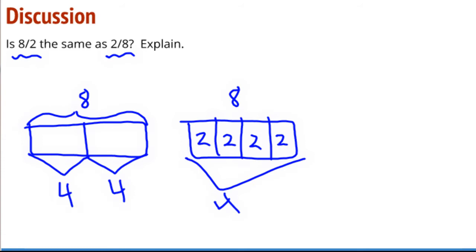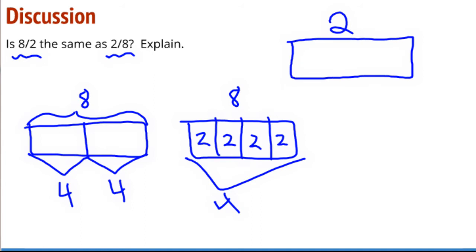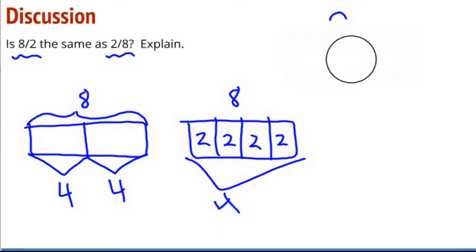Well, let's stop and think about 2 divided by 8. So let's say we've got 2, and we are going to put it into groups of 8. Now that's kind of a mind puzzler here. Well, to have a group of 8, we're going to need more 2's.